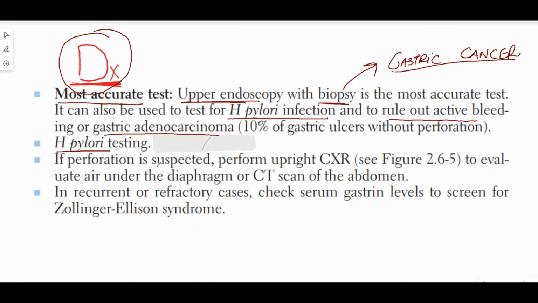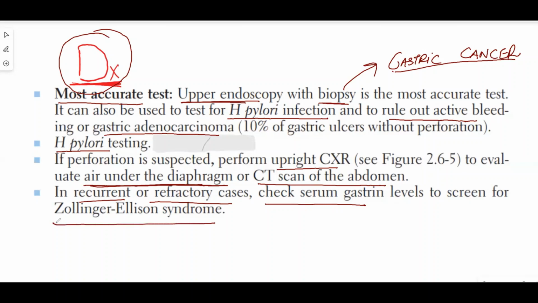If perforation is suspected, get an upright chest X-ray. In case of perforation of the peptic ulcer, air under the diaphragm is diagnostic for the perforation, and this is an emergency. Then a CT scan of the abdomen. In recurrent or refractory cases, check serum gastrin level, because Zollinger-Ellison syndrome is another cause of peptic ulcer disease, and it is a tumor of gastrin. So more gastrin is produced and more HCl is produced, and it will lead to peptic ulcer disease.